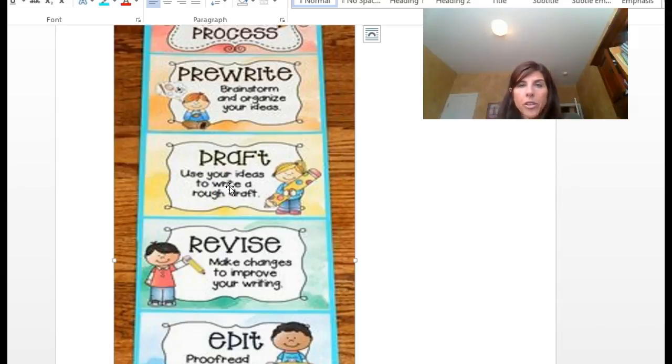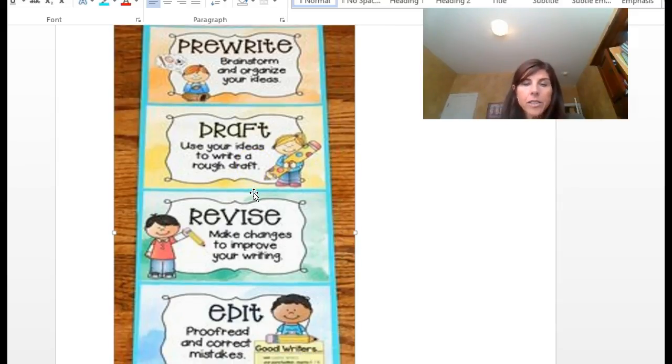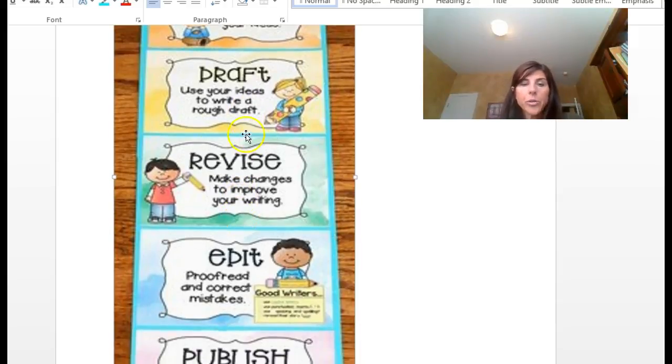It's writing all your ideas down. This is not getting help from parents. This is not worrying about how to spell things, because you're just getting all your thoughts down. And then the next thing that you would do is revise. Revise and edit are very similar, and we'll go over that.